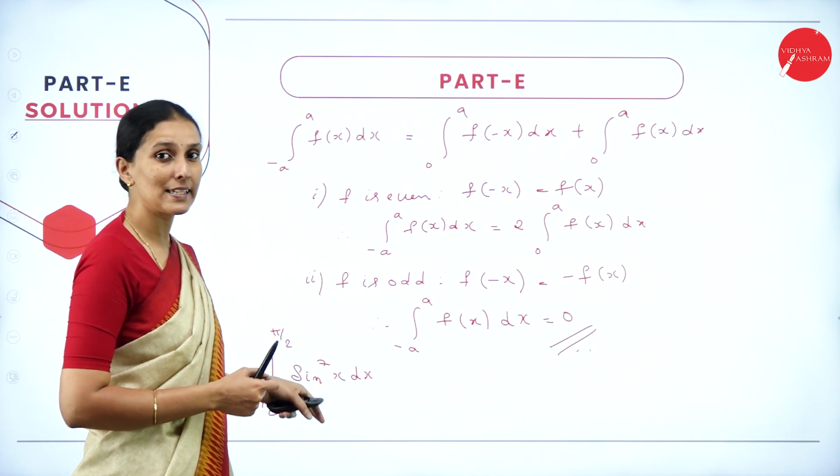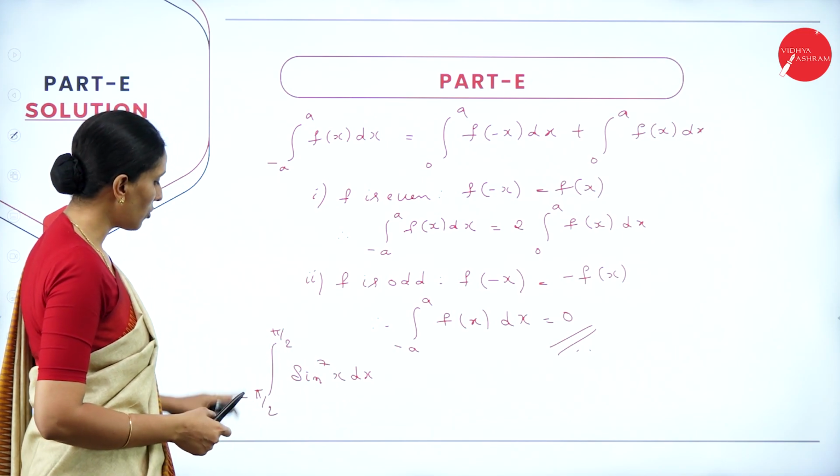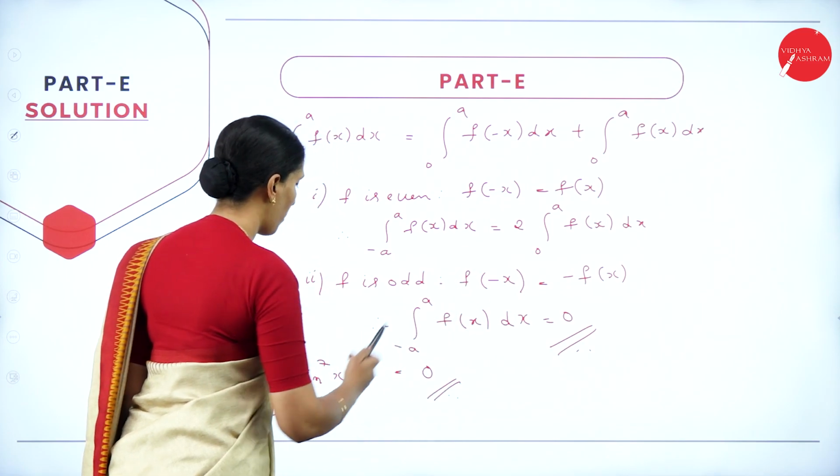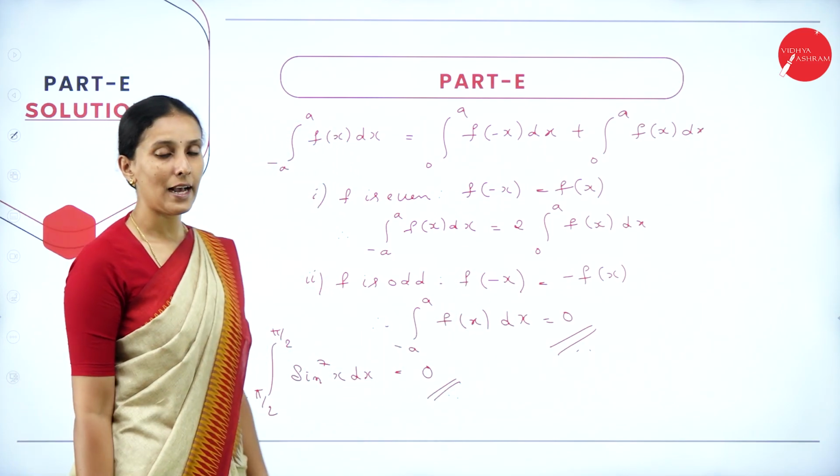So therefore clearly this is an odd function. So for an odd function of this type, the value is 0. So with the help of the property, we can write the value of the integral as 0.